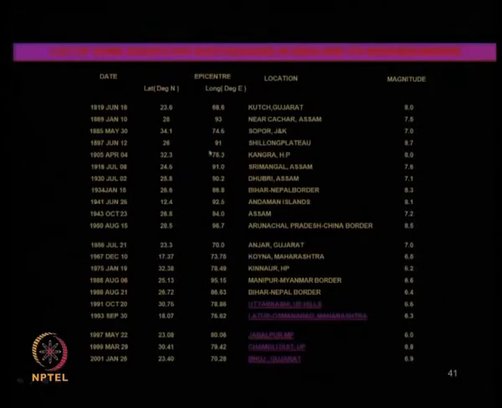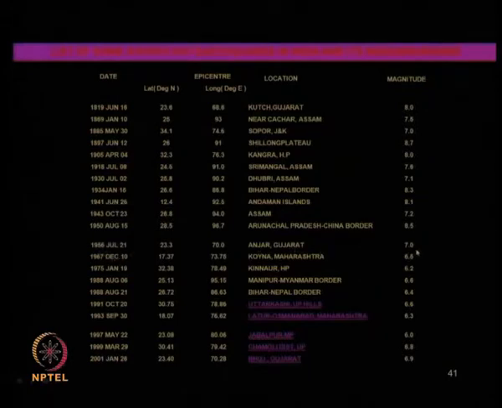In 1897, the Shillong Plateau earthquake, 8.7. In 1905, Kangra in Himachal Pradesh, magnitude 8. 1918 again in Assam, 7.6. 1930 in Dhubri, again in Assam, 7.1. 1934 Bihar Nepal border earthquake, 8.3. 1941 Andaman Island, 8.1. 1943 in Assam again, 7.2. 1950 Arunachal Pradesh earthquake, 8.5.